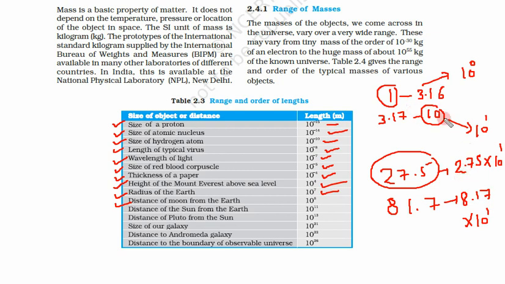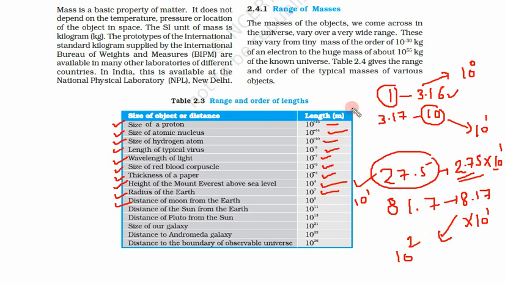Now if you compare, this number is less than 3.16, so the order will remain the same, 10 to the power 1. But here the number is 8.17, which is more than 3.16, so it is 10 to the power 1 plus 1. Here the order is 10 to the power 2.